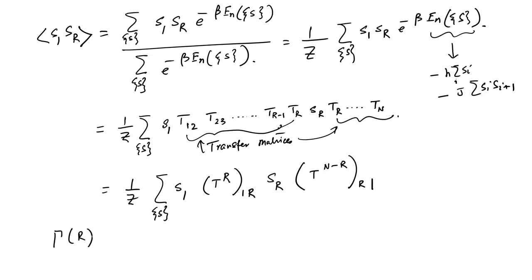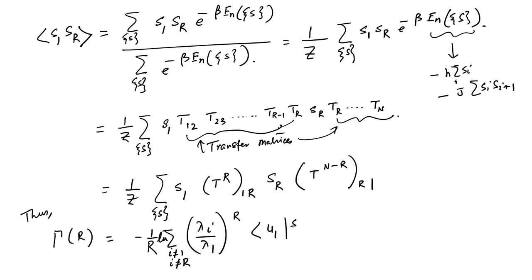So gamma of R becomes equal to, using this, minus 1 over R. See the expression that we have written in the last slide. So there is a log, and then we have i, which is not equal to 1, not equal to R, excepting these two. We have lambda_i by lambda_1 to the power R, and we are now taking this u_1, S_1, and u_i, u_i, S_R, u_1.